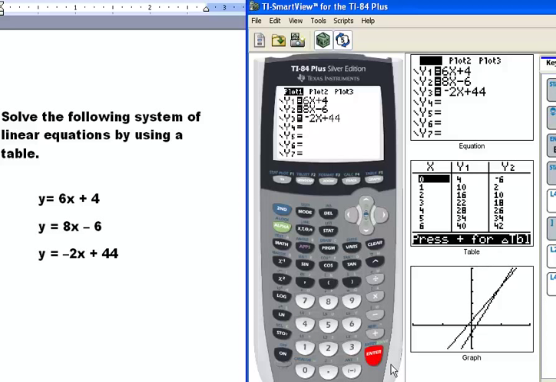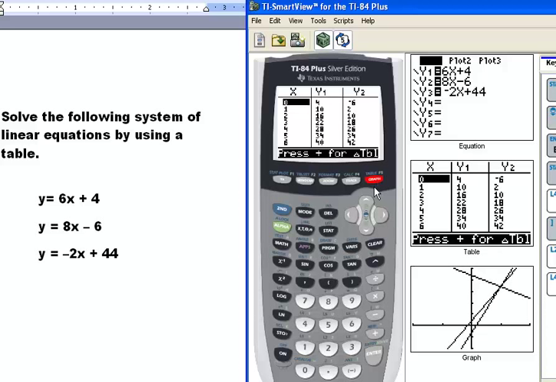Now, for this to be solved using tables, we need to use the table function of our calculator. Notice it is the same as the graph button. However, since the word table is written in blue, we need to hit second and then the graph button for a table to show up. Now this table is defined to count by ones and to show our equations.